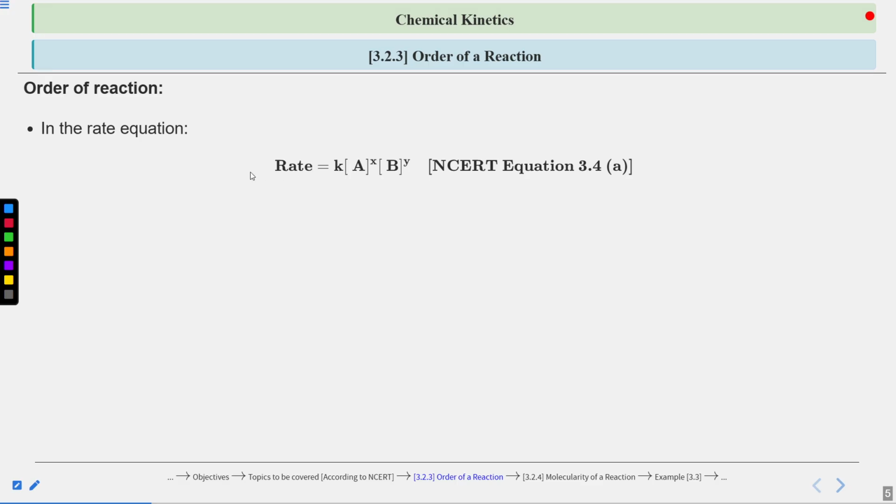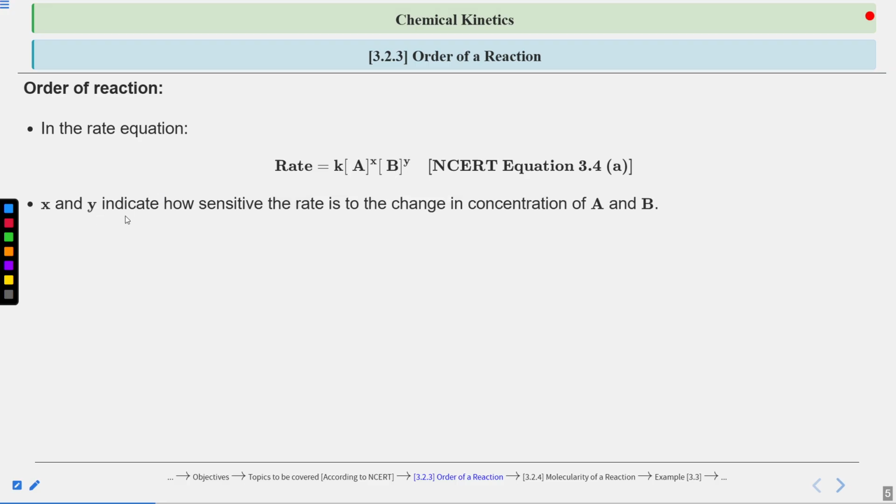Now the rate equation is given by rate equals k times A to the power x and B to the power y. x and y indicate how sensitive the rate is to the change in the concentration of A and B, because A is the concentration of the reactant A and B is the concentration of the reactant B of the reaction A plus B giving C plus D, right? So if A and B are the reactants in a reaction whose powers x and y are present in the rate equation, then you can determine how important the values of x and y are to indicate how sensitive the rate is to change in concentration of A and B.